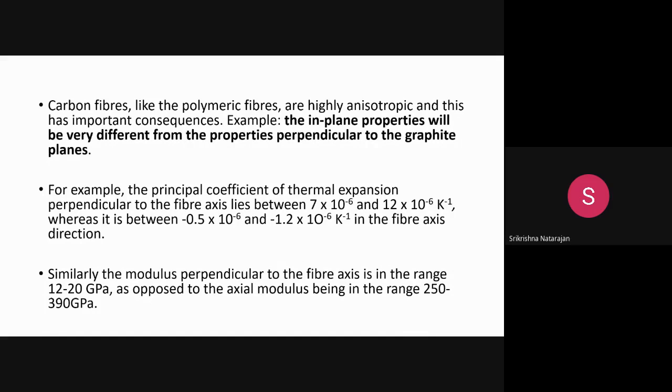Okay, that is why the modulus is also different in the in plane direction and the out of plane, that is the across the plane direction. In the perpendicular direction, it has 12 to 20 gigapascal, whereas the axial modulus, which is along the plane, has 250 to 390 gigapascal. This actually makes the carbon fibers a different fiber when compared with the other commodity fibers and high performance fibers. It is a highly anisotropic fiber when compared with the other fibers.